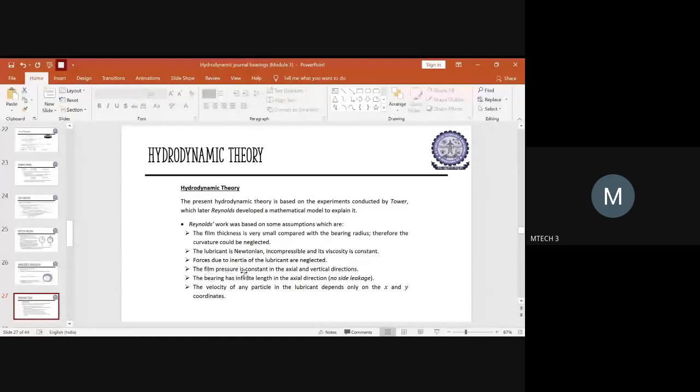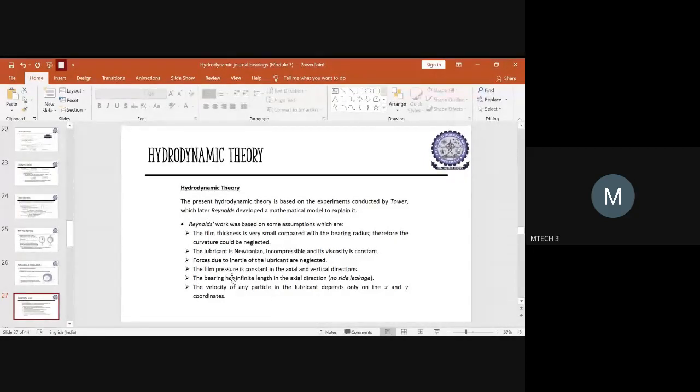One more thing: the pressure associated with the lubricant film is assumed to be constant in both directions, axial as well as vertical. This was the next assumption made by Mr. Reynolds. Further, it was assumed that the bearing can have an infinite length in the axial direction, and here there are no side leakages. Leakages can occur while the bearings are revolving, but the leakage of the lubricant is assumed to be neglected. So no side leakages, and hence it is a uniaxial direction that we are following.